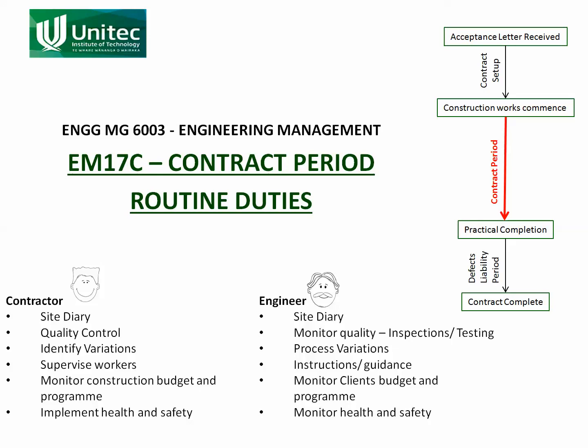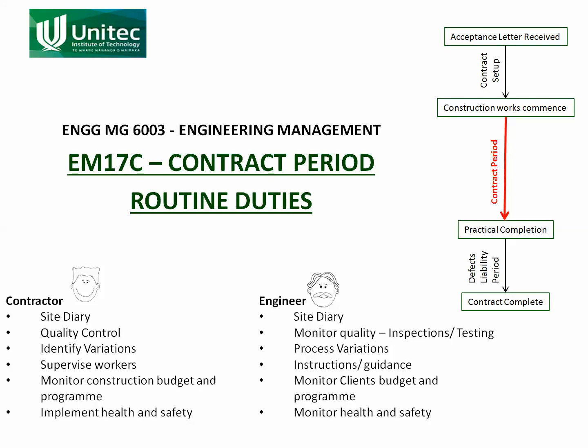But if the engineer needs to change something, he will give an instruction to the contractor, the contractor's representative. If the contractor's representative is unsure about a detail or how something's supposed to be done, he will ask the engineer for guidance. So between them they will discuss it and they'll reach an agreement on how it needs to be done.